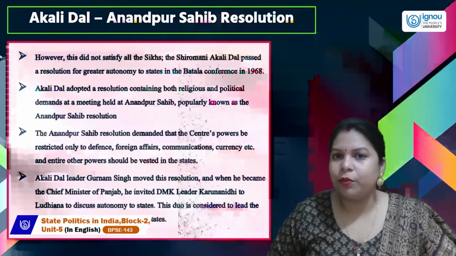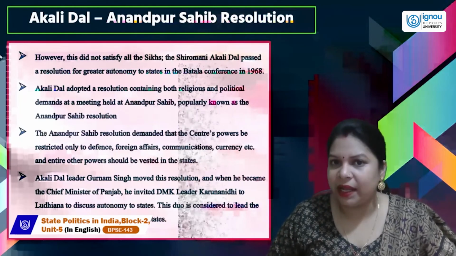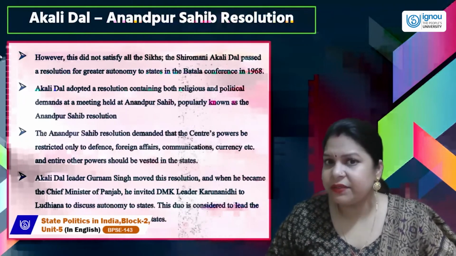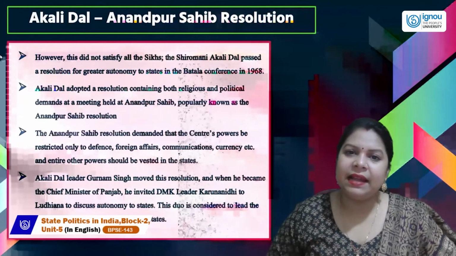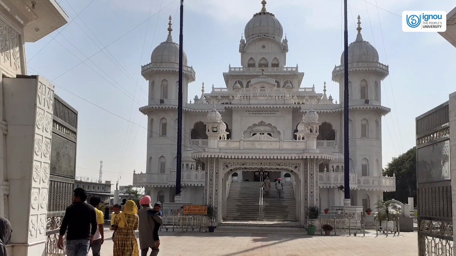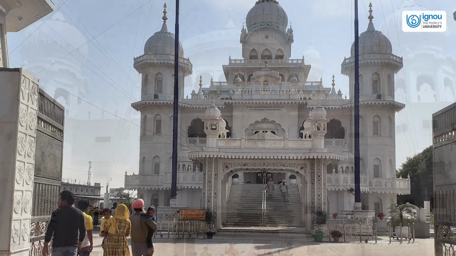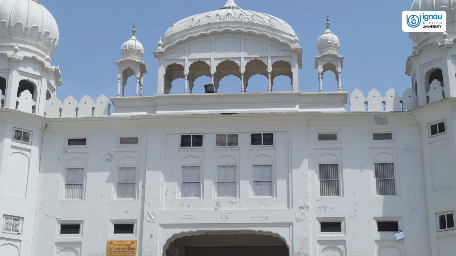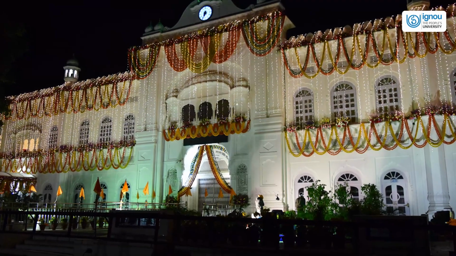So, what this Anandpur Sahib Resolution was recommending is very limited interference from the center, and they said that the center's power should be restricted to only defense, foreign affairs, communication, currency, etc., and the remaining rest of the power should be vested in the states.